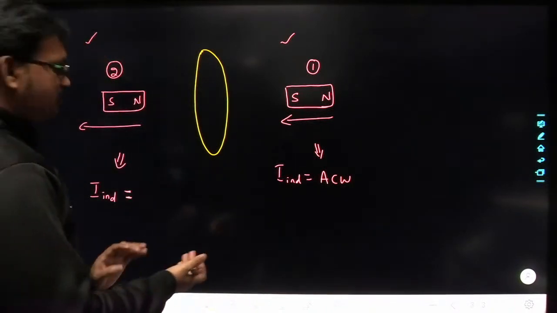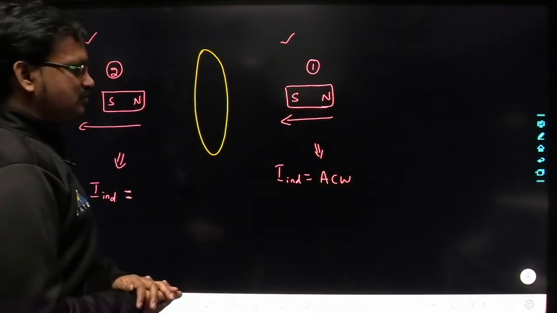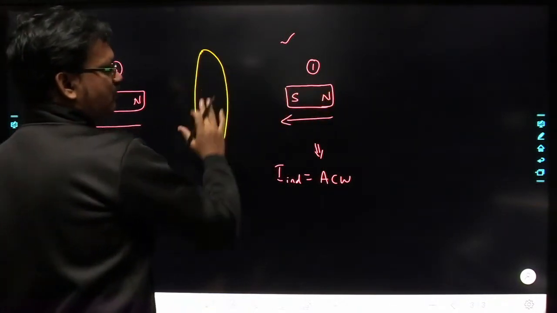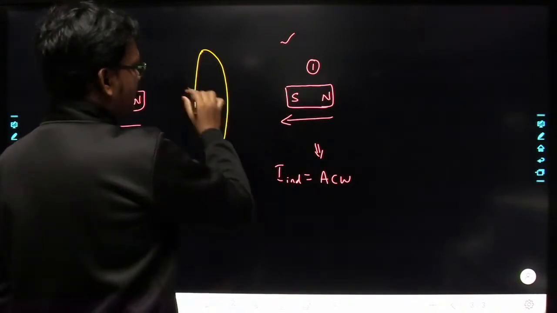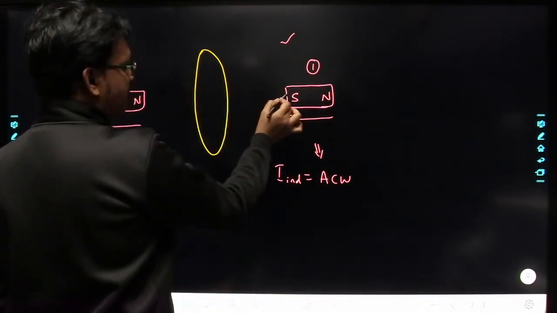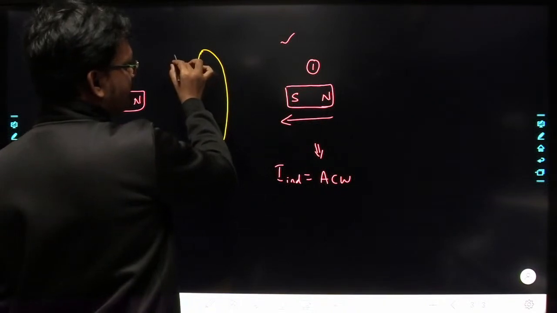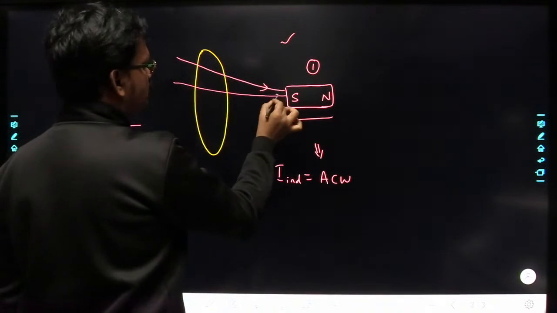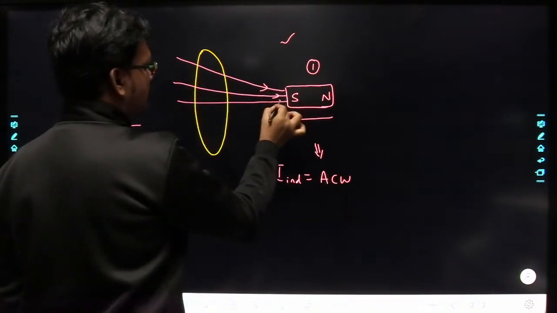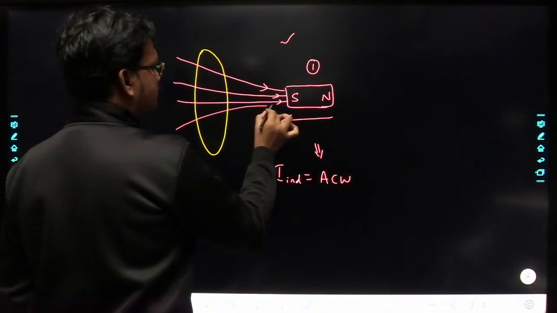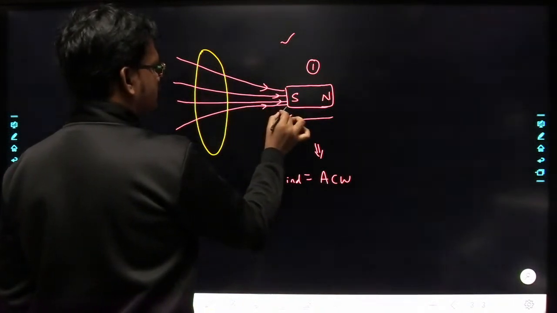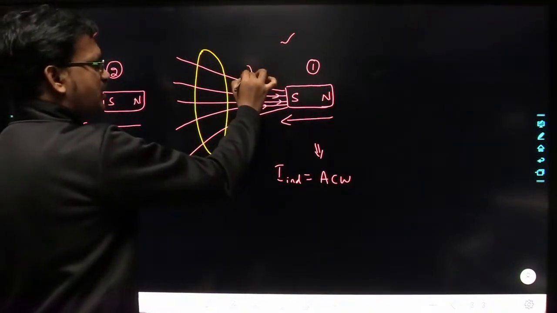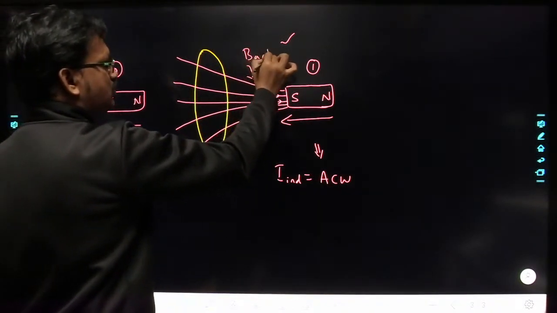So now we will check whether this answer is correct or wrong. See here. Whenever the magnet is moving towards the loop, we are having south pole here. South pole means the field lines are going to be directed towards the south pole. The field lines will be towards the south pole. So this is B actual.